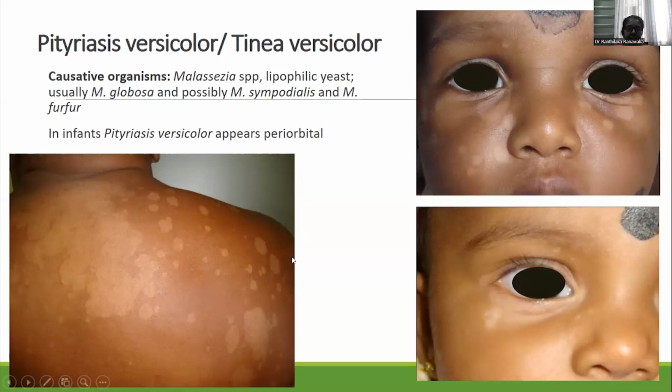The other thing is, you can see these hypopigmented patches with a lot of satellite lesions. In infants and children, usually versicolor appears on the face. You can see in these infants, these hypopigmented patches around the eye. You can see around the eye is versicolor, right?